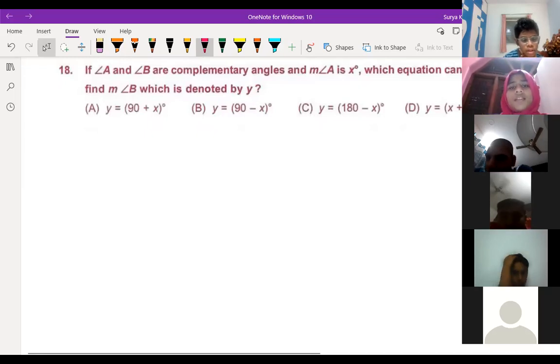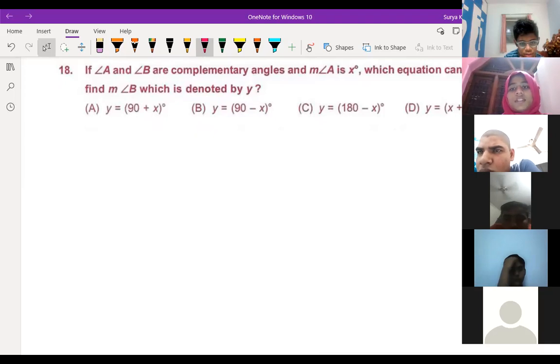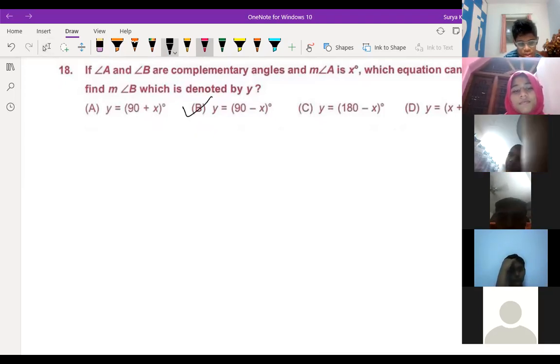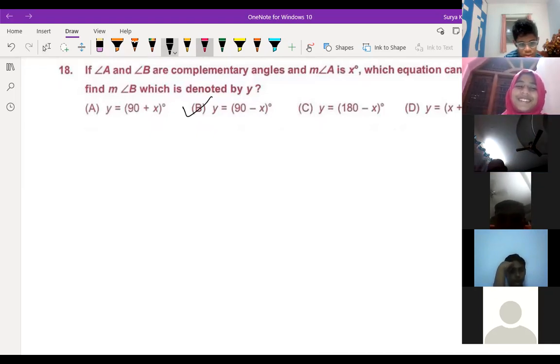Now angles A and B are complementary angles. Angle A is x, so angle B is 90 minus x. Is it clear to everyone? Sir, one minute, we have to read. Acha, we have to read. Fine.